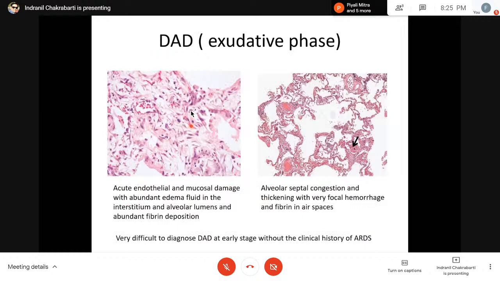Diffuse alveolar damage has three phases. The first phase is the exudative phase. In any case of DAD, initially there is interstitial edema fluid and there is damage to the endothelium as well as to the bronchiolar epithelium. So this is the initial phase of DAD, and there is alveolar septal congestion. You can see the septa show dilated, congested vessels, and some of the air spaces may show focal hemorrhage and fibrin. But it is very difficult to diagnose DAD at an early stage without the clinical history of ARDS.